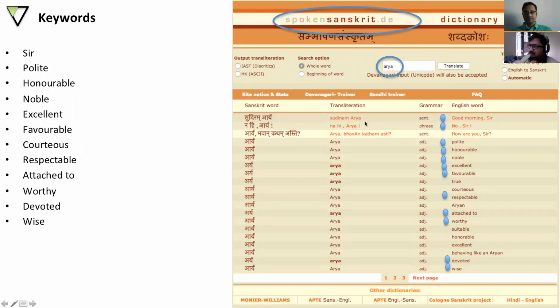You can see good morning, sir, Sudhina Maria. So there's a sir connotation, a respected person, polite, honorable. These people have a lot of honor, noble, favorable. As you go through, you can keep jotting down keywords on the left in your list of keywords. Again, respectable. These people get a lot of respect, and the sun is about worthy, devoted. Again, the partner energy, the devoted partner, and wise. These are the elders who are really wise. This is the first set of keywords, but there are more pages to be explored.